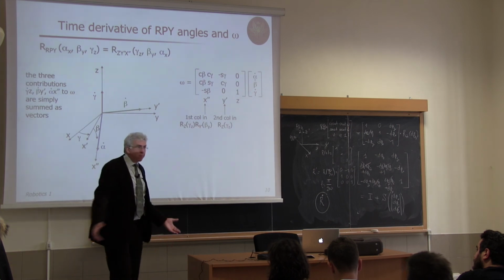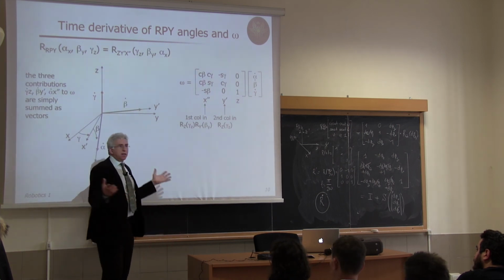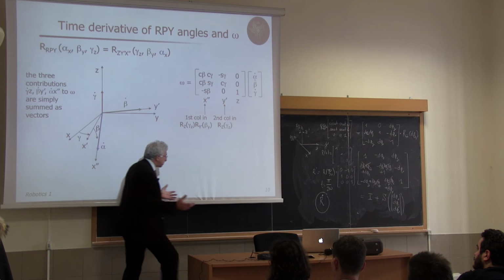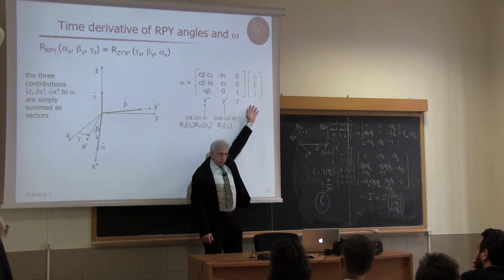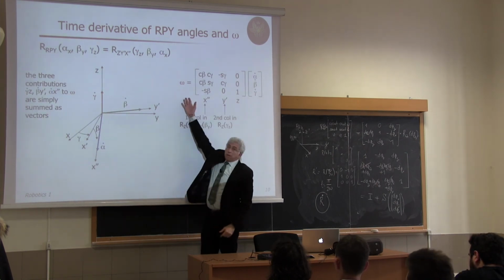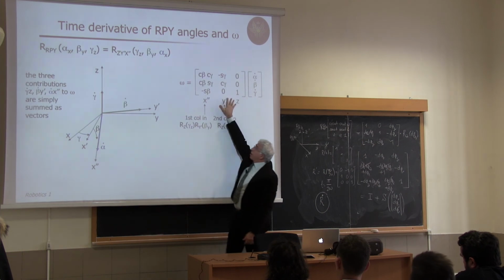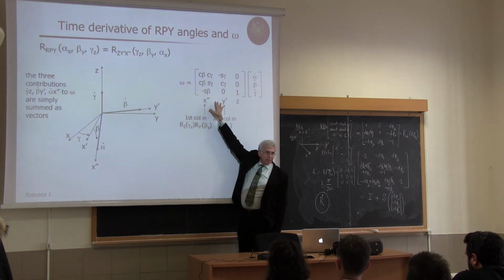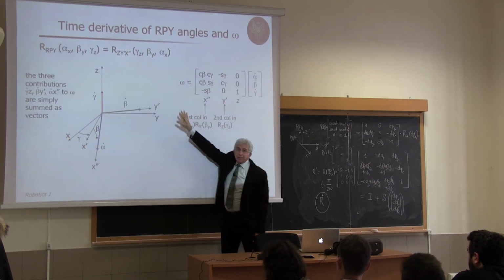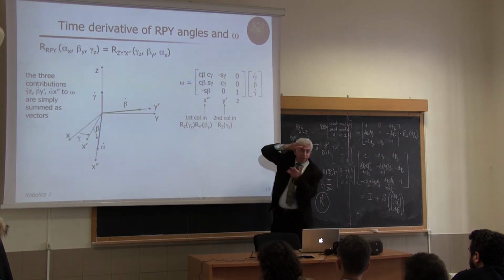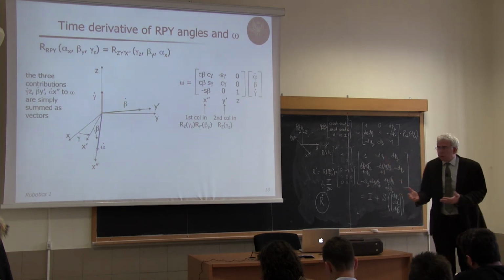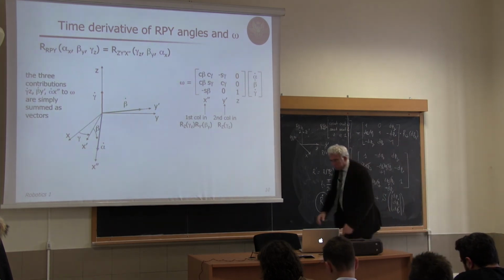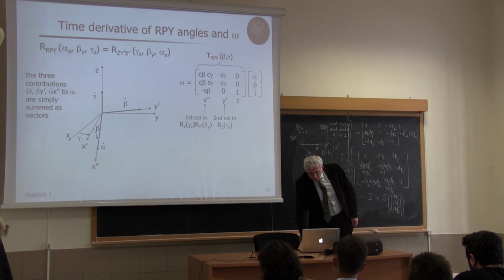So, lo and behold, now I have a magic relation between the time derivative of this sequence of angles, a minimal representation of orientation, and omega. And you see that this is not the identity. So it's true that omega is not phi dot, when phi is alpha, beta, gamma of any sequence. This is just one example. Of course, one could build many more.